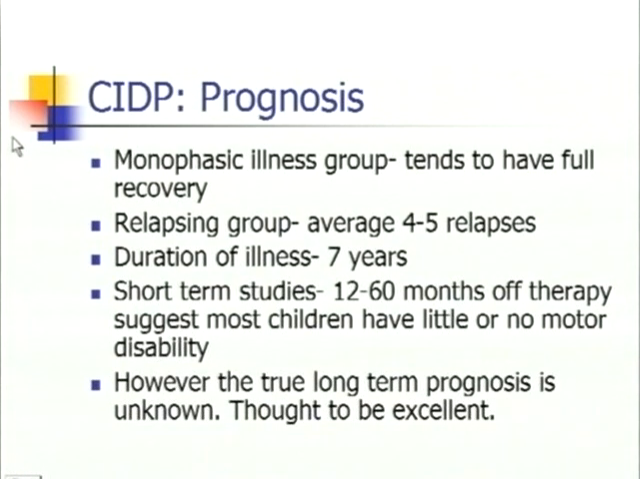The prognosis for CIDP, and this is our last slide, tends to be very good. The monophasic illness group tends to have a full recovery without any relapses. The relapsing group, as I mentioned, can have up to 5 relapses. The duration of the illness is about 7 years over which the relapses occur. The short-term studies of kids off of therapy between 1 and 5 years suggest that the children long-term have little or no motor disability. However, the true long-term prognosis has not been studied, but it's thought to be excellent by most of the older pediatric neuromuscular folks.